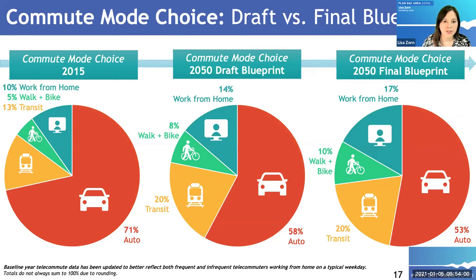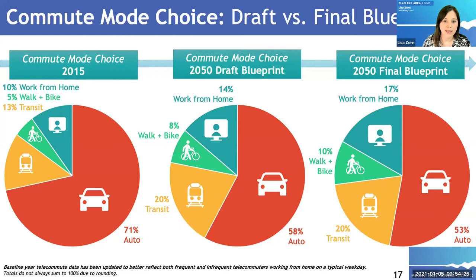Let's pivot now to commute mode shares. How does the typical worker get to work? In 2015, nearly 3/4 of workers drove to work on a typical weekday, with the remainder taking transit, telecommuting, walking, or biking. The draft blueprint introduced the highest performing transit investments, as well as an expansive 7,000-mile protected bikeway network, significantly increasing transit and walk-bike mode shares.